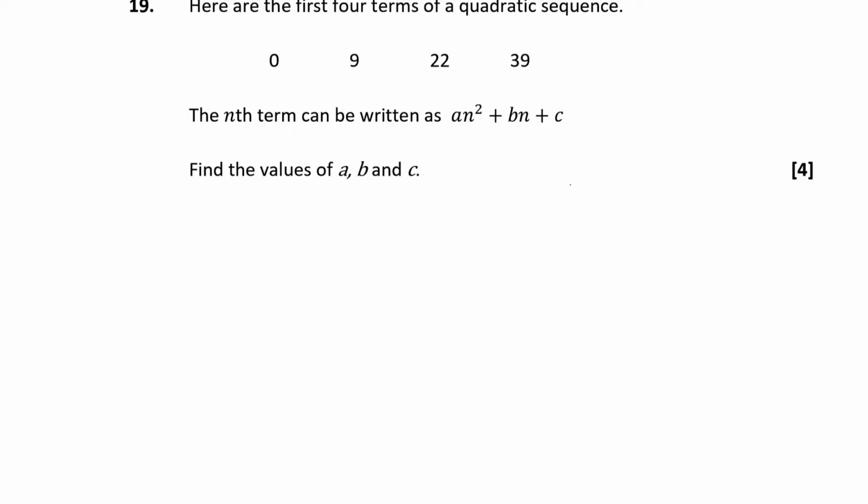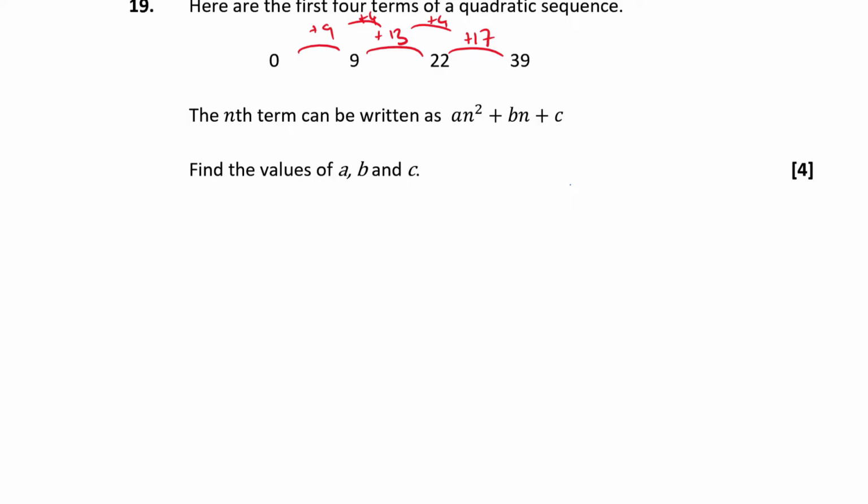Find the values of a, b, and c. Okay, so when we've got a quadratic sequence, it's the second difference, isn't it, that is constant. So if you have a look at the difference between 0 and 9, that's plus 9. 9 to 22 is plus 13. And then from 22 to 39 is plus 17. But if you look at the second difference, 9 to 13 is plus 4, and that is plus 4, and it will be plus 4 all the way up from there.